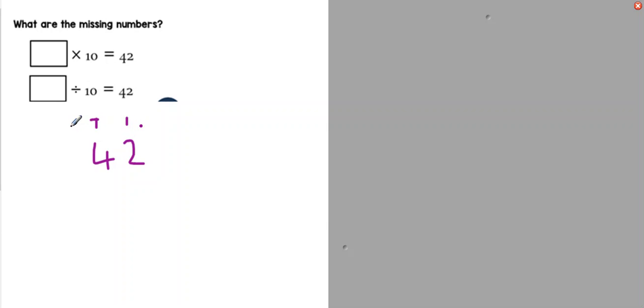Decimal point, hundreds, thousands, yeah. And you've got tenths, and then hundredths. Okay, so you've got 42 in your place value.